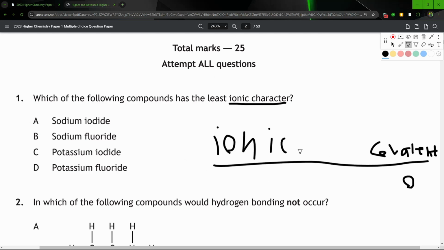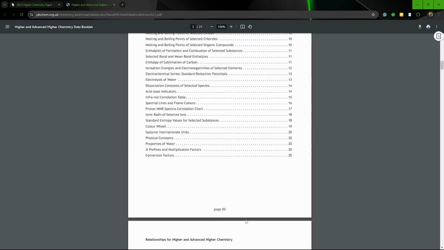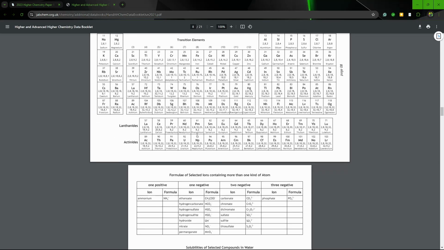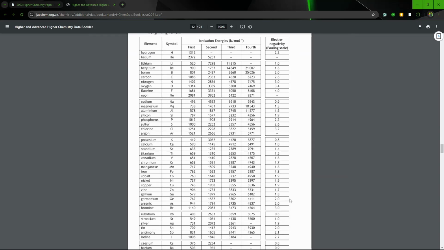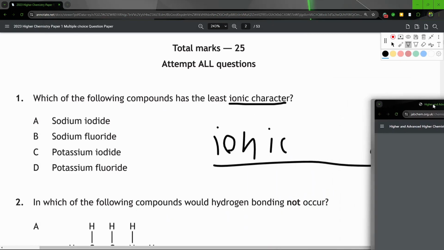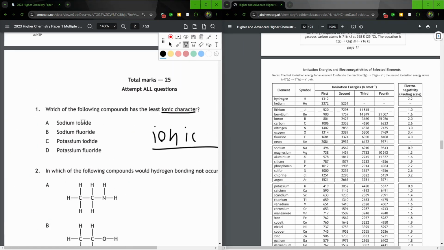So basically, what we need to do is go to our data booklet, do a wee bit of scrolling, and accidentally make extra copies while I'm at it. Can never remember the exact page. Oh, here we go. It's page 12, and this will list all our electronegativities of our compounds. So if I just go and quickly do that, we can go and figure this out.